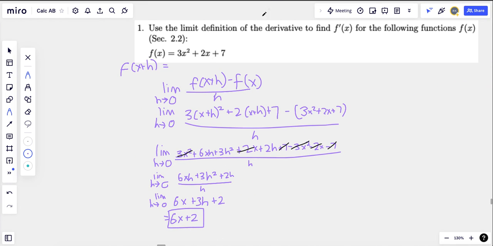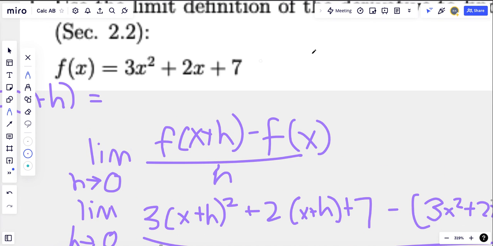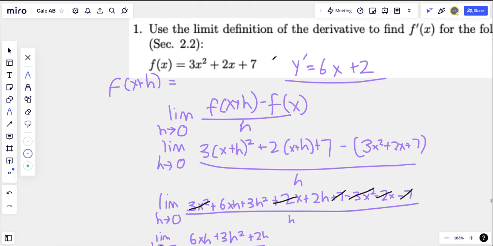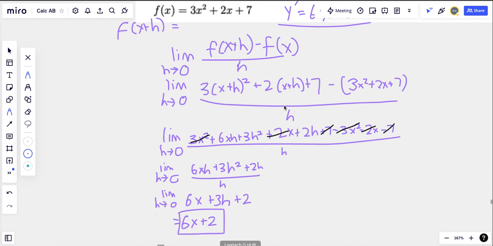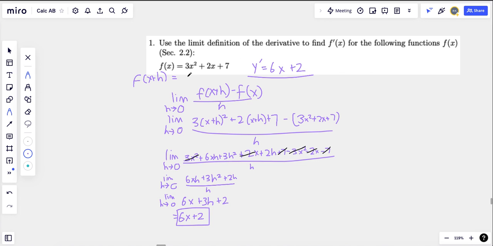And yeah, power rule is way faster on this. I can do this in like 2 seconds with power rule. You just use power rule here, and it's just y prime is equal to 6x plus 2. You can do that in like 1 second like that. You don't have to go through this whole thing unless you're using the definition of the derivative, but they'll require you to do it.